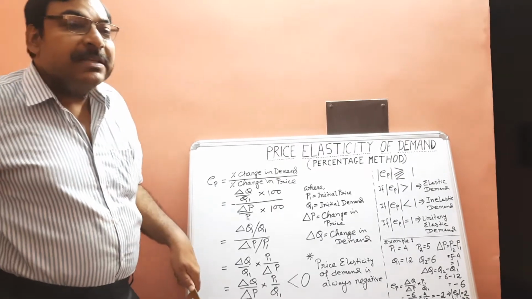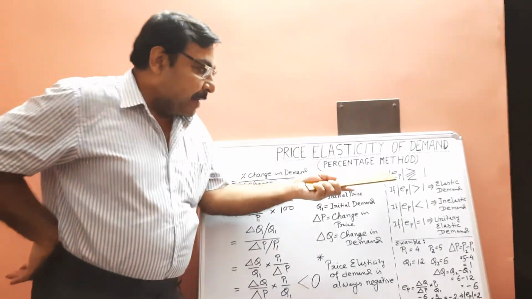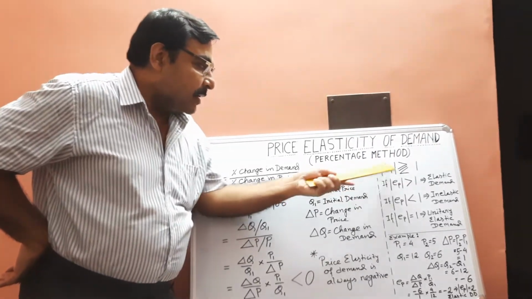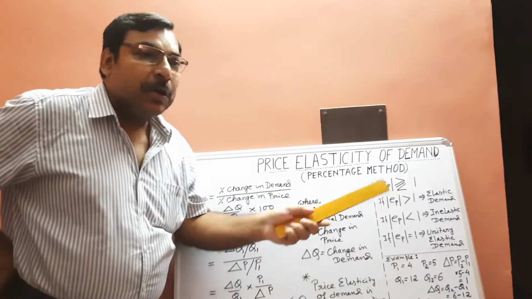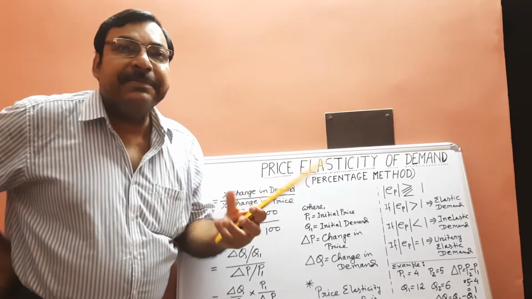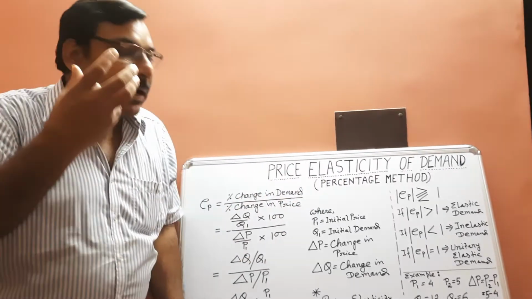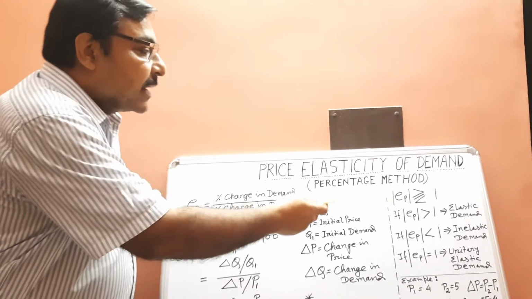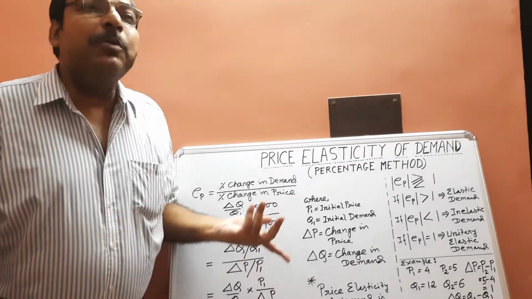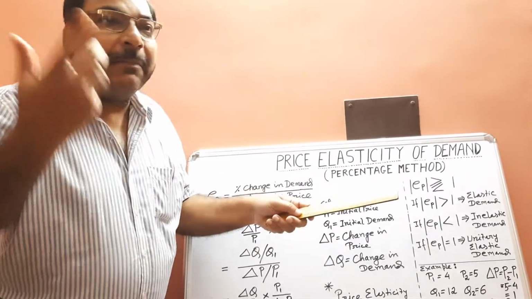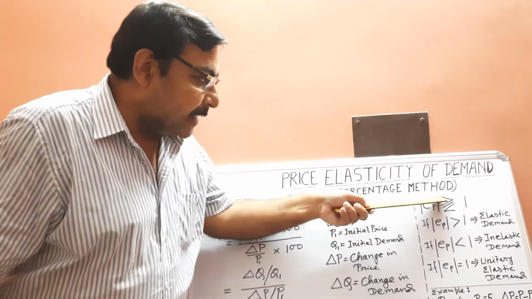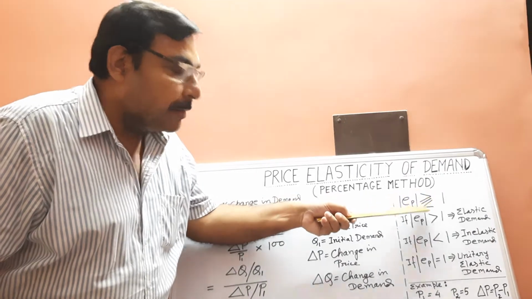If you do not consider the negative sign, then price elasticity of demand is in absolute form. This symbol is called modulus EP. Modulus EP means we are not considering the negative sign. Then it is only a number, without any negative sign. This number may be greater than 1, may be less than 1, may be equal to 1. All possibilities are there.